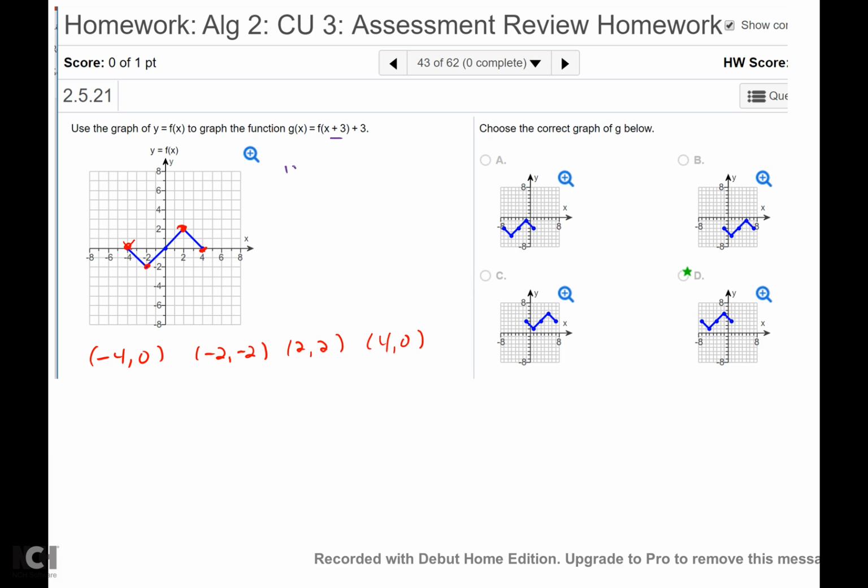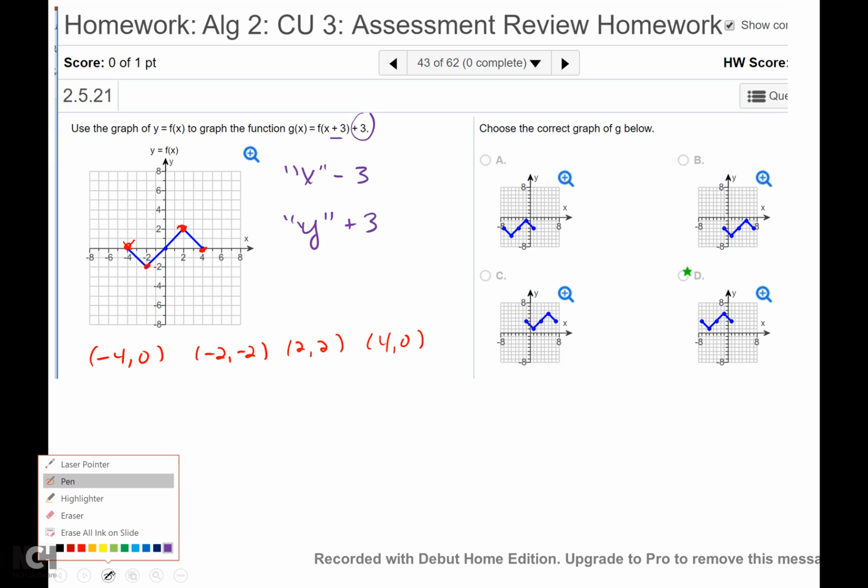This says subtract 3 from all the x's, and this says add 3 to all the y's. If you're doing one thing to two different letters, the order is not going to matter. But if you have two things to do to the same letter, then order matters. I just am a creature of habit and like to do my x's first. So I'm going to subtract 3 from my x's.